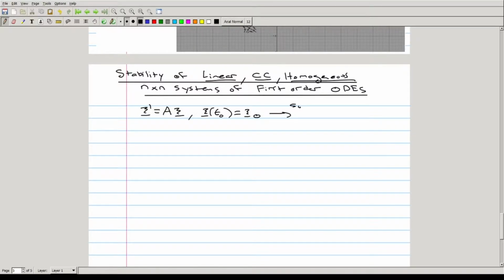And recall that we showed the solution of such systems is of the form xi of t for initial condition xi naught is equal to e to the A t, the matrix exponential e to the At, matrix multiplied by the initial condition xi naught. And we'll be considering this for systems where the determinant of matrix A is non-zero.